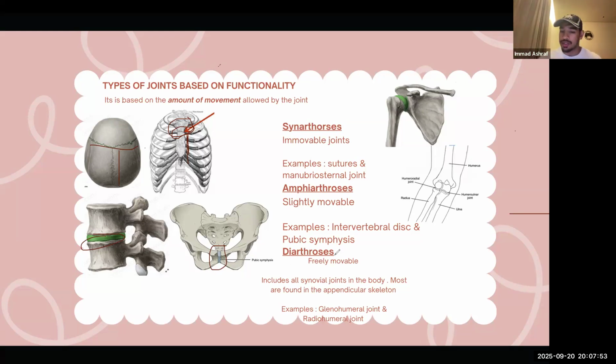And then you have diarthrosis. These are freely movable joints. You probably know synovial joints somewhat from high school, but we haven't taken them yet in this lecture. So we're just going to say most joints in the body are diarthrosis. They're freely movable. For example, your glenohumeral joint, which is your shoulder joint, is freely movable. I can move it. And your humeroradial joint, which is your elbow joint, is also freely movable. Your wrist, freely movable. These are all diarthrosis. Okay. Is this clear to everyone?